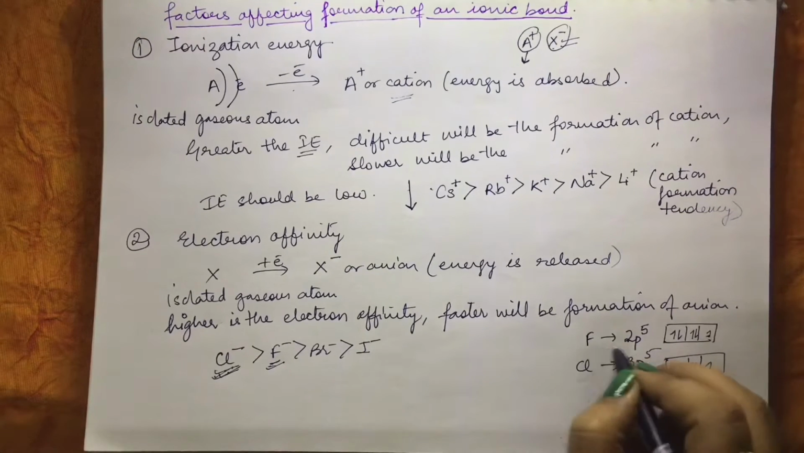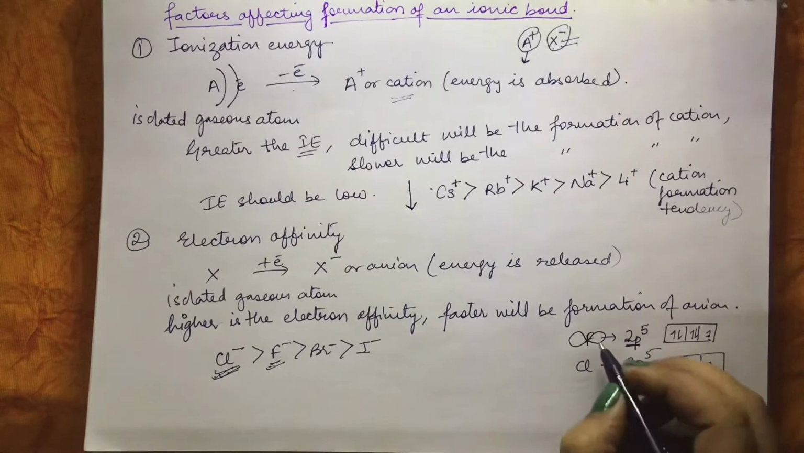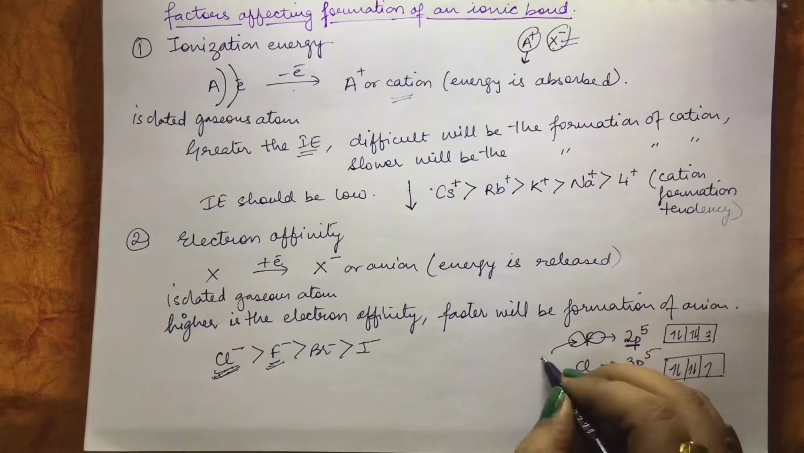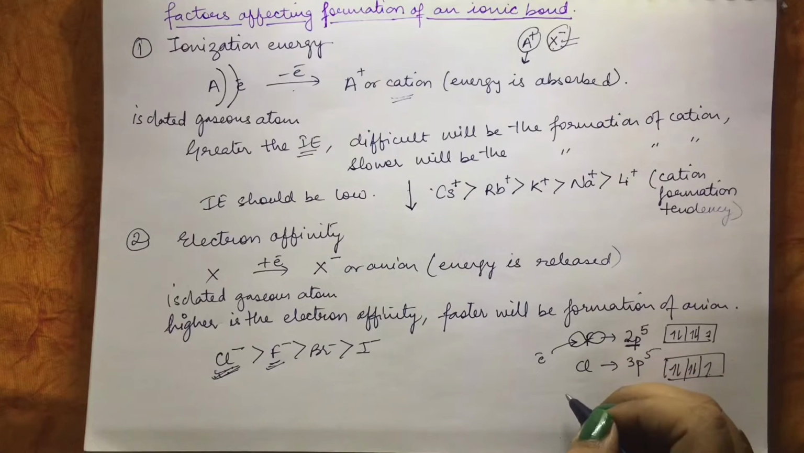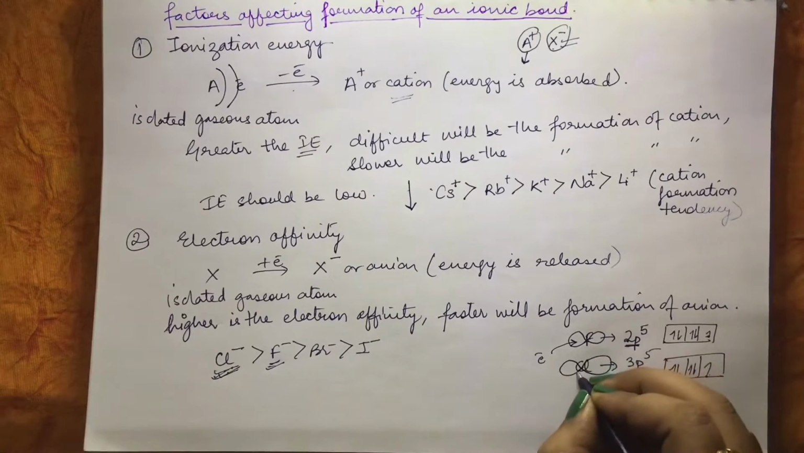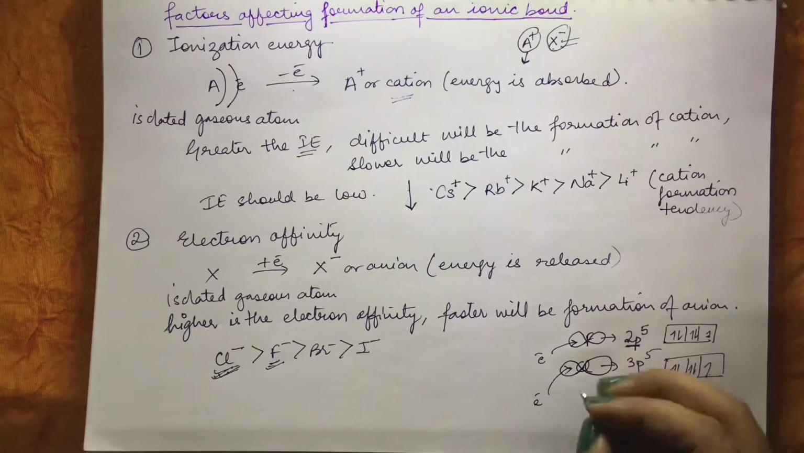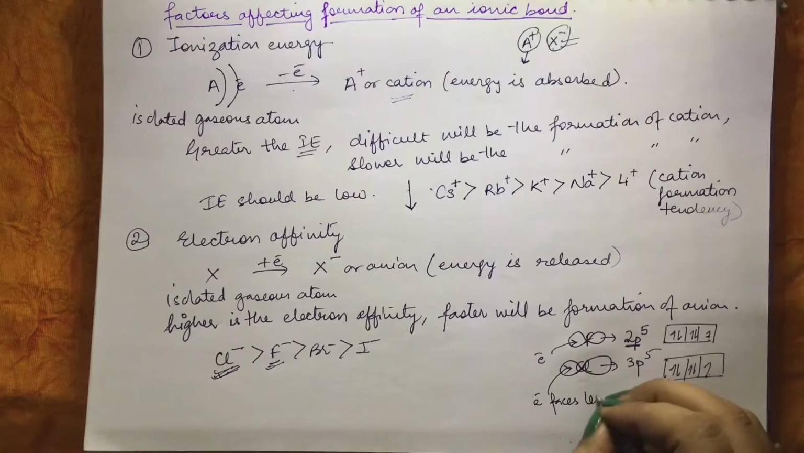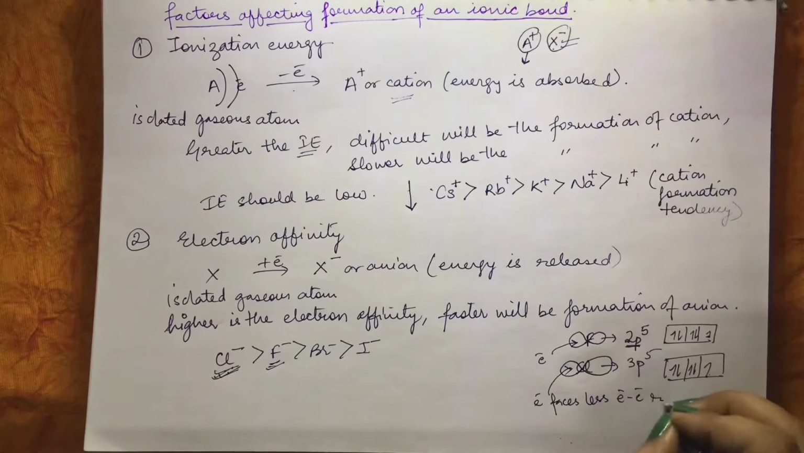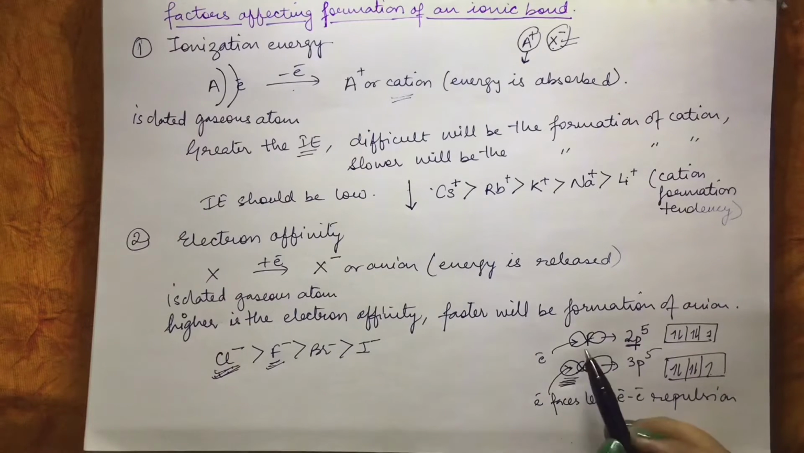Now since this 2p orbital is small in size, when we are adding the electron, this electron faces electron-electron repulsion. Whereas in case of chlorine, the size of 3p orbital is slightly greater as compared to 2p, and the incoming electron faces less electron-electron repulsion. So since it faces less electron-electron repulsion, the addition of electron is a more favorable or easier process as compared to fluorine.